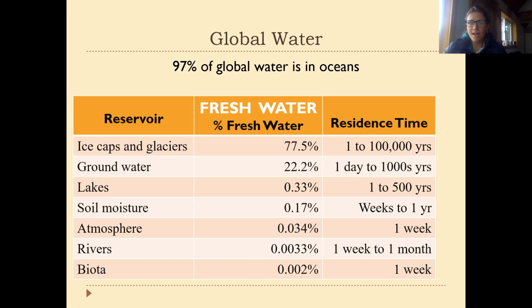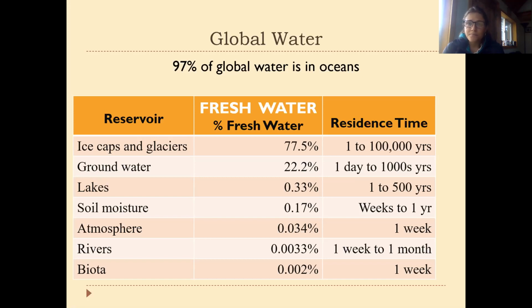Then of the fresh water that exists in the terrestrial ecosystems, most of that, 77% of that, is stored in ice caps and glaciers. So there's a lot of it in places like Greenland and Antarctica, and also high up in the mountains and other places where there's lots of ice. And that may be trapped there for long periods of time, hundreds of thousands of years. We have ice that's been frozen in Antarctica for over 1 million years in some places.